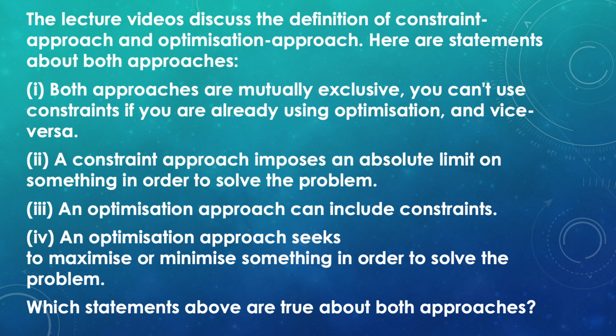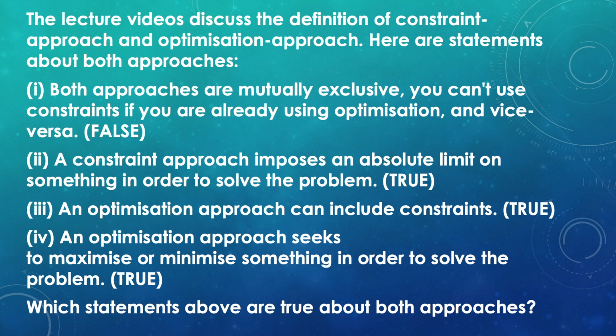The second option says a constraint approach imposes an absolute limit on something in order to solve the problem. Now, this is a true statement. A constraint imposes an absolute limit, an upper limit or a lower limit, so that you're able to solve the problem. And so option 3, optimization approach can include constraints.